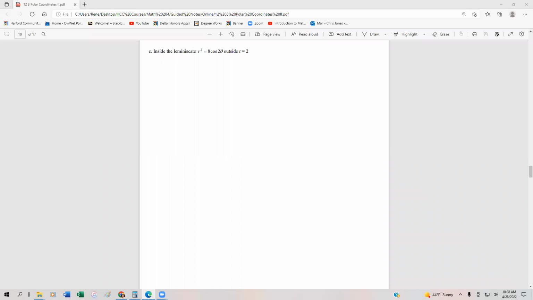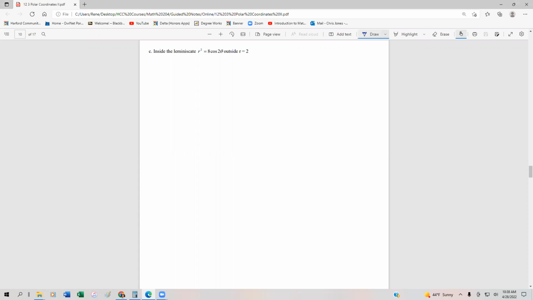This time we're going to take a look at the area bound by two functions in polars, and we're going to say that we're trying to find the area inside the lemniscate, r squared equals 8 cos 2 theta, and outside the circle, r equals 2.